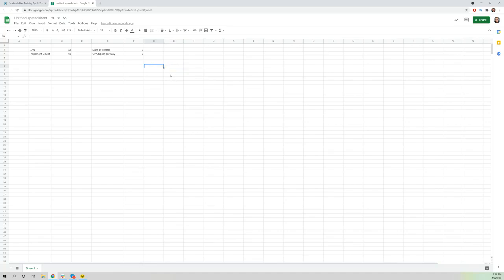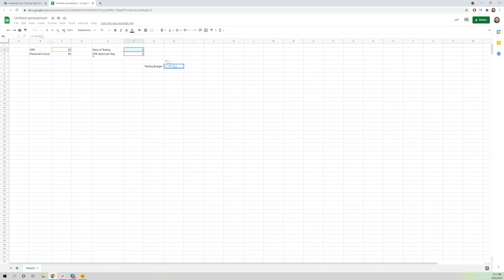So let me put it right here. Testing budget. All right. So 1 times CPA, right? Times the CPA spent per day. So now we have $3, which is what we're going to spend per placement per day. How many days of testing do we have? We have 3 days of testing. So we're going to do that.